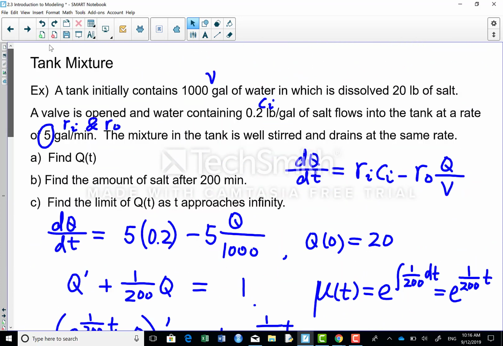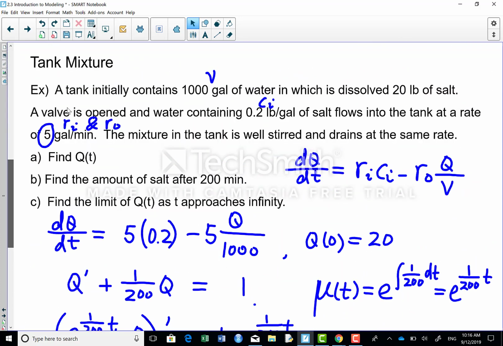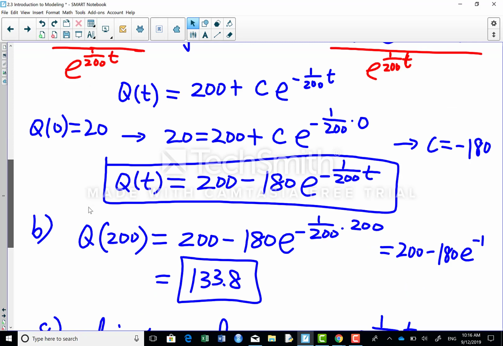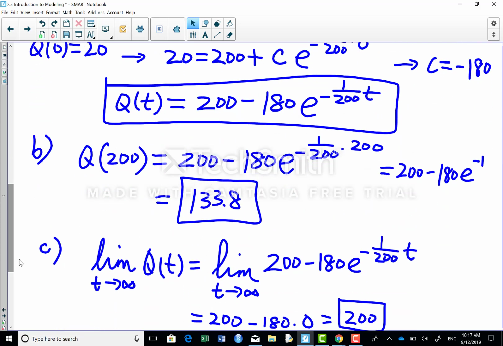The second part of the question is to find the amount of salt after 200 minutes. So now that we've already figured out Q of t, which is the amount of solute at the moment t, in this case t is equal to 200. So all we need to do is just plug in 200 for the variable t and evaluate the expression. So you punch this expression into the calculator, and you find out it's 133.8.